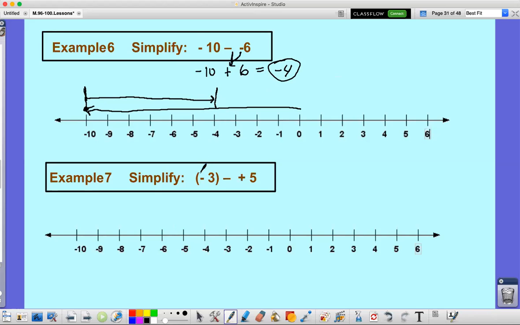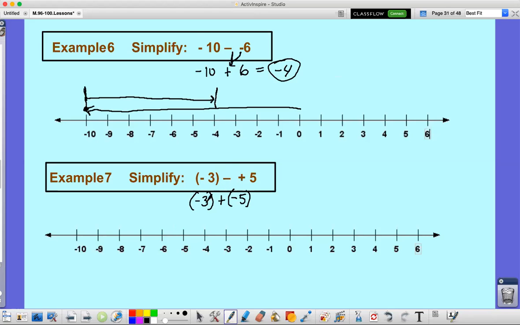In example 7, you need to simplify negative 3 minus a positive 5. So instead of subtracting a positive 5, you actually have to add a negative 5. So really it'd be like this, negative 3 plus a negative 5. And really it doesn't change a whole lot. I mean, if you're going to start going left, then this just says continue going that way. That works. Or if you're going to say, hey, I got to go right, but oh, wait a minute, I need to turn around and go left.